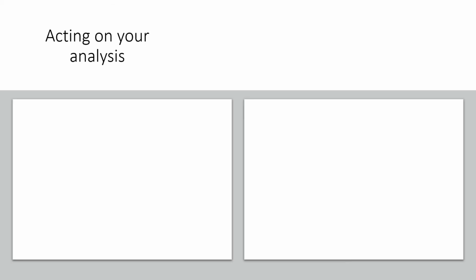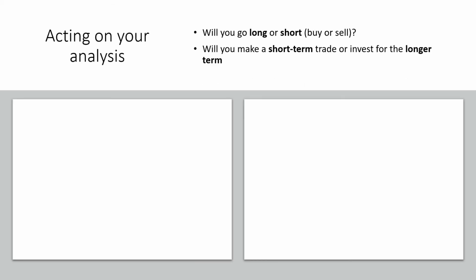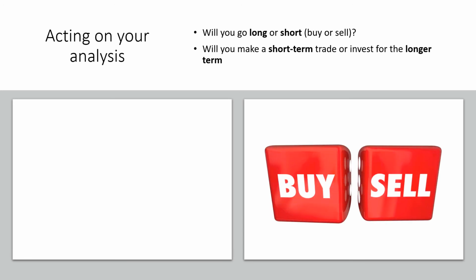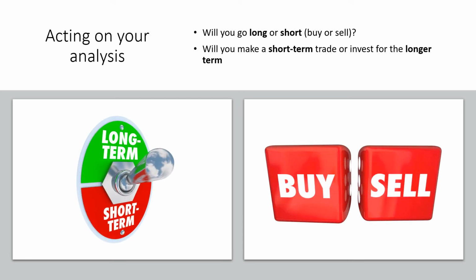Acting on your analysis. Having selected a share that you believe shows potential, the only remaining decision is how to trade it. There are two aspects to this. Will you go long or short, buy or sell? Will you make a short-term trade or invest for the longer term? The first is simply a case of deciding whether you expect the share price to rise or to fall. The second depends both on your own goals of fast profit or gradual growth and dividend income, and on your expectations of the company.